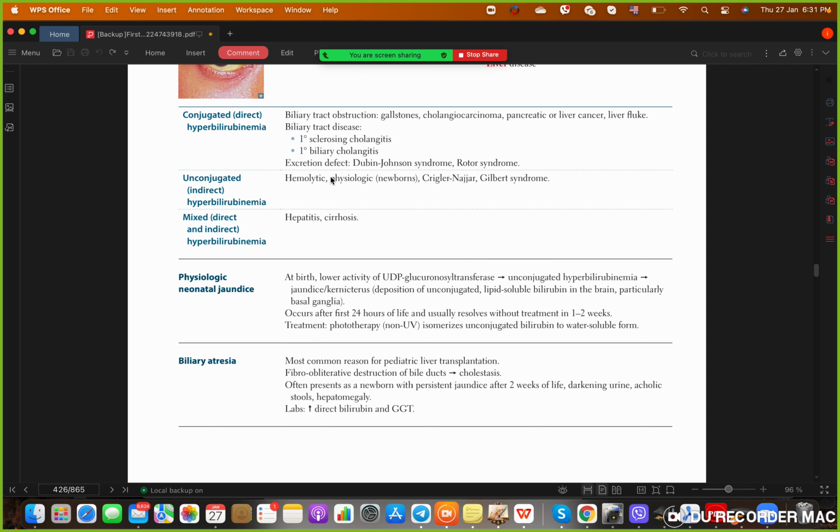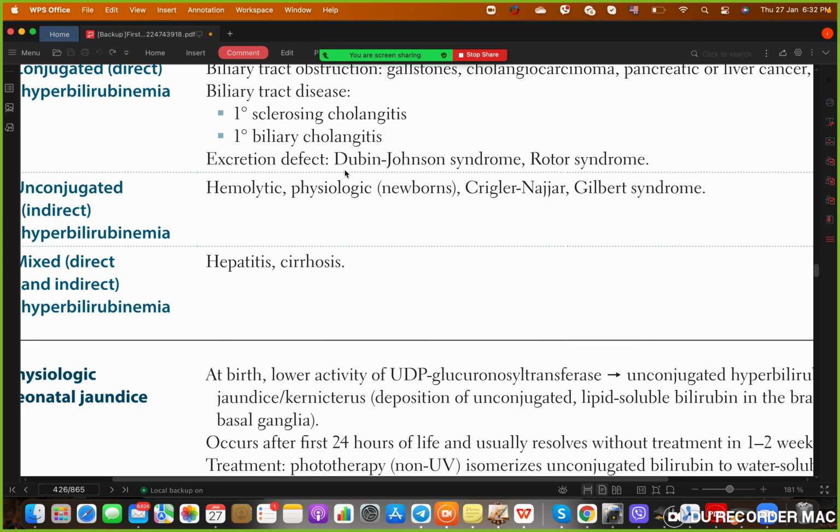Unconjugated bilirubin, absolutely. So here they mention that hemolytic anemia can lead to hyperbilirubinemia, and now you get why. Also, physiological jaundice in babies.